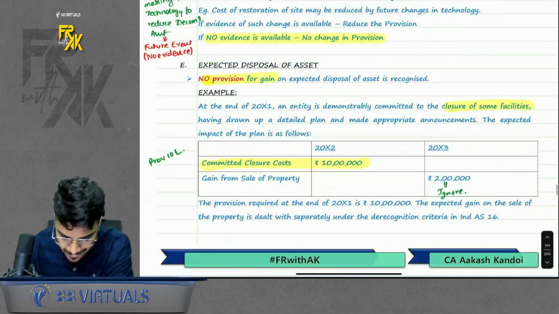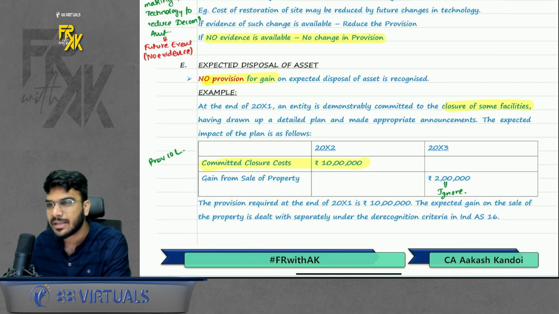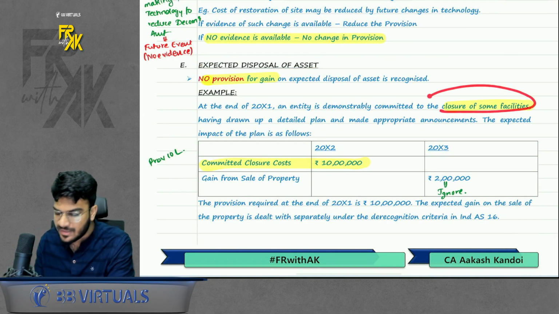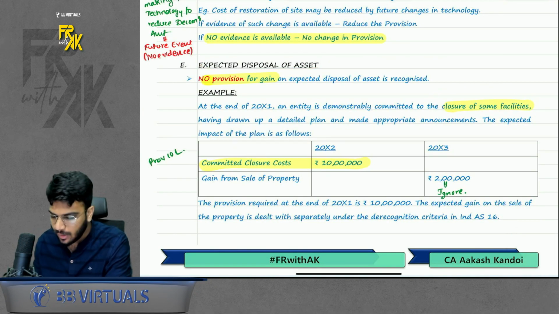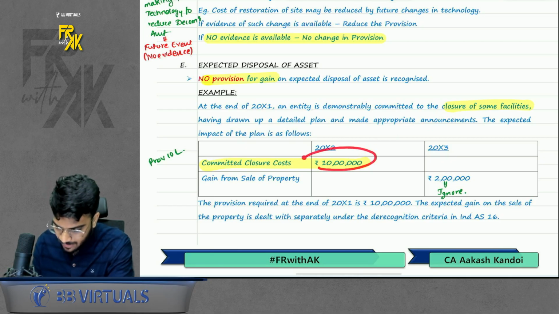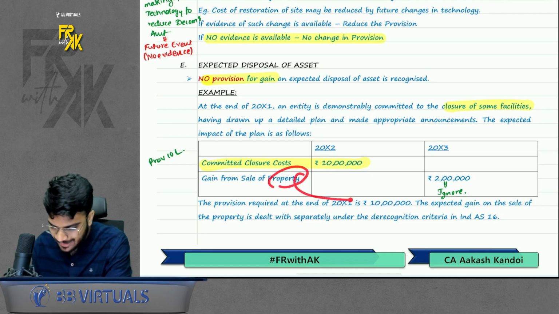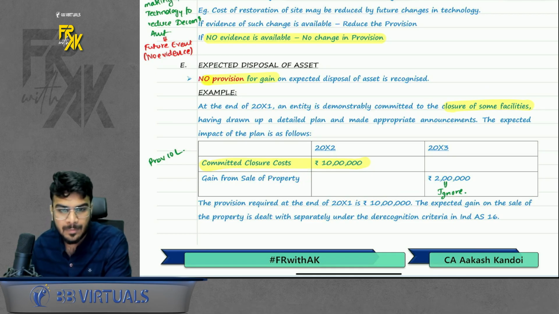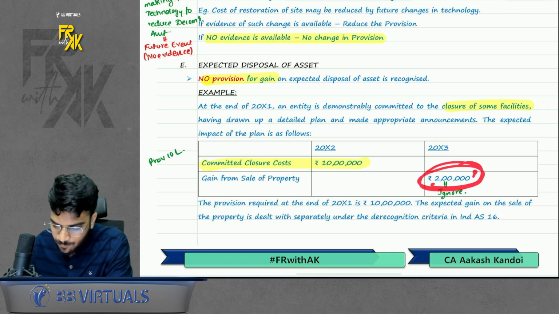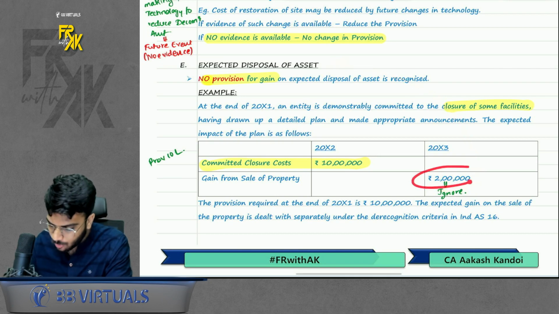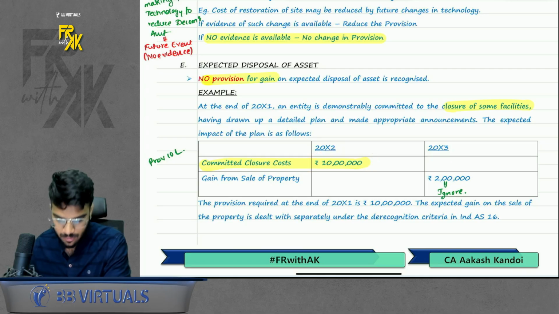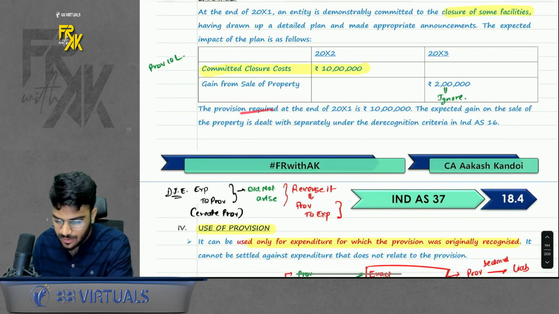Anyways, next is expected disposal of asset. What is the meaning of this? Let's say, for instance, you are closing some facilities. So when you close the facility, whatever is the closure cost, you will book a provision for the same. But when you close a facility, you will also sell your properties, on which you can get some gain. This gain on sale of property is to be ignored. It will be booked only when it is realized. So the provision amount will be 10 lakhs gross. Okay. Next is provision required at the end of 10 lakhs.